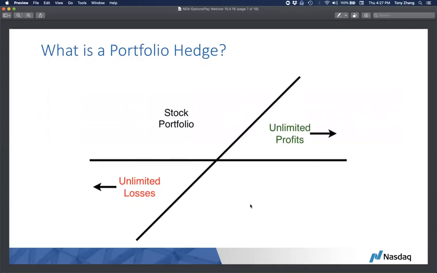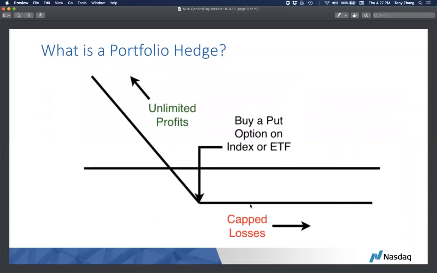So what does a portfolio hedge look like? This is where we buy a put option on an index or ETF. Any of you that have traded puts before are probably familiar with this chart, where you have unlimited profits as the market continues moving lower and the put option increases in value. As the market goes higher, you have capped losses or limited risk on the put option that you've purchased, because the amount of money you risk on a put option is the amount that you pay for it. No matter what happens to the market, you will not lose any more money than what you've paid for the put.